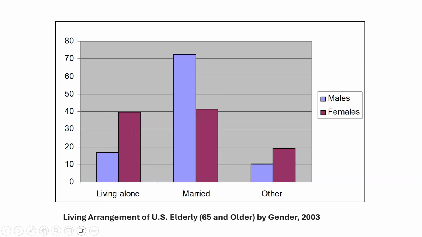And in case of married, the count of male is more compared to women. In other, male is lesser than female. So basically, if you are asked to present data in this format, you can do it when you are trying to compare two particular segments for a type of problem. Then you can show it like this.